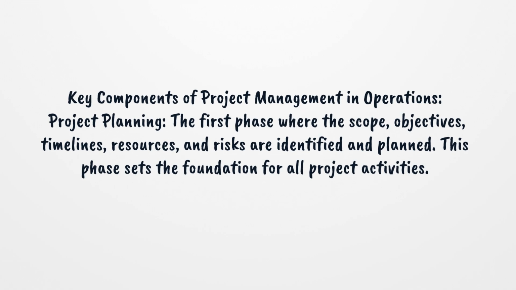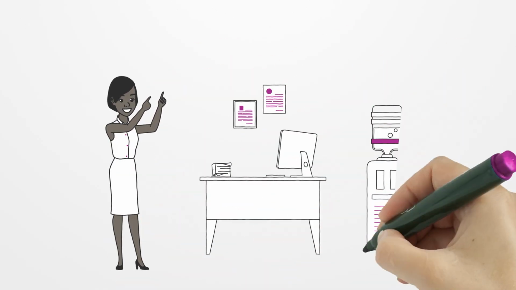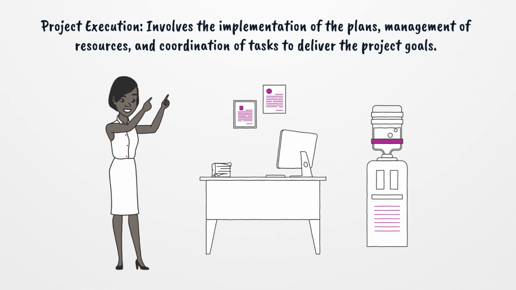Key components of project management in operations. Project planning, the first phase where the scope, objectives, timelines, resources, and risks are identified and planned. This phase sets the foundation for all project activities. Project execution involves the implementation of the plans, management of resources, and coordination of tasks to deliver the project goals.